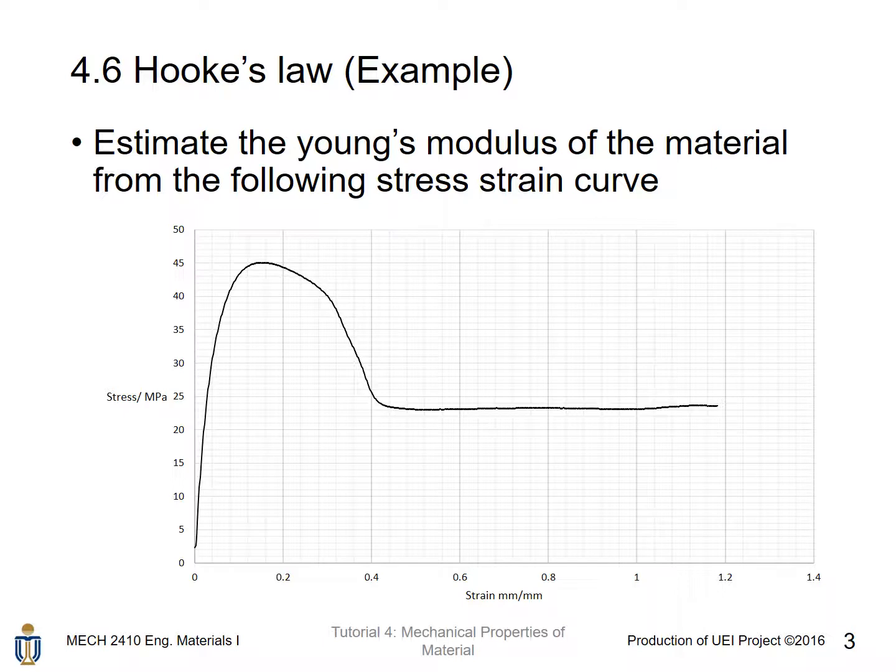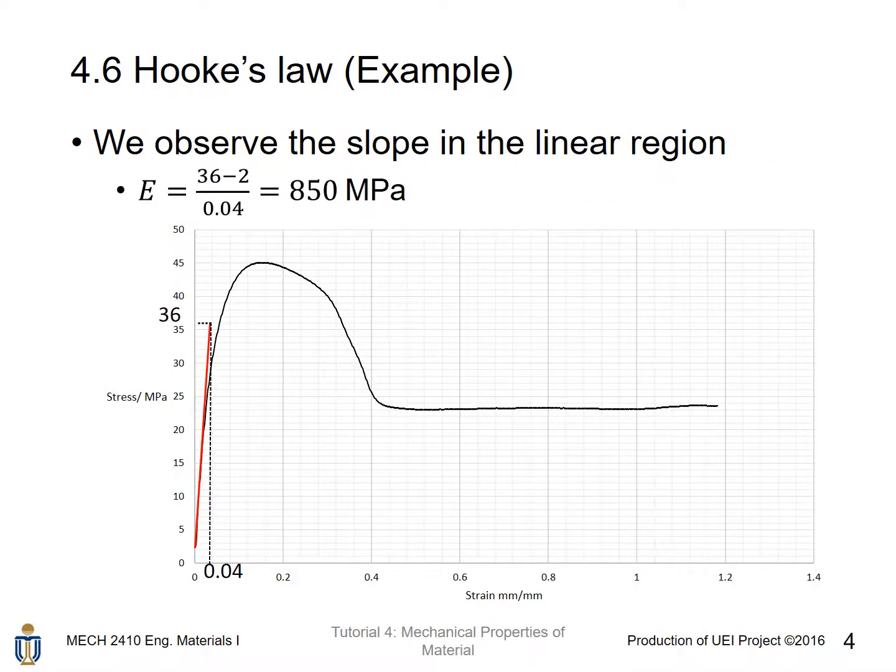Example: estimate the Young's modulus of the material for the following stress strain curve. The first thing we need is to identify the linear region. But again, we have already drawn it. And we try to calculate or observe the slope in the linear region. By the readings shown here, we can calculate it. And E is equal to 850 megapascal.